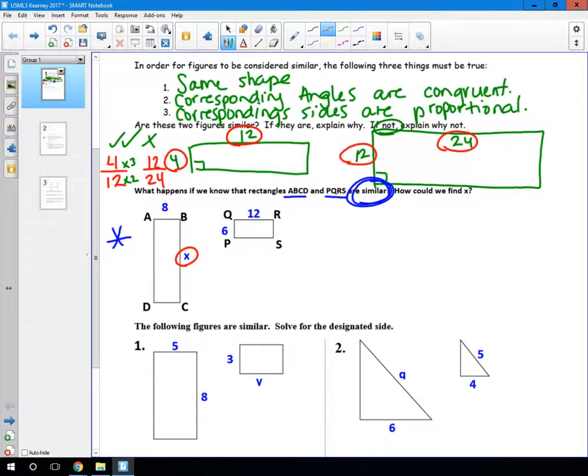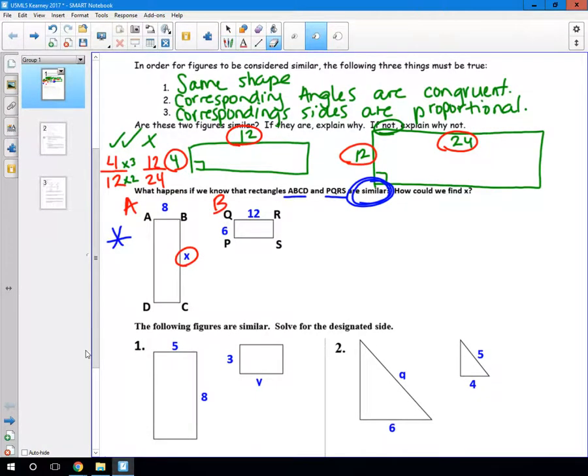So for me, I'm trying to find that x. So in order to keep them straight, I've got to make sure that I line them up correctly. So what I usually do is I say, let's let this figure be A, and this figure be B.